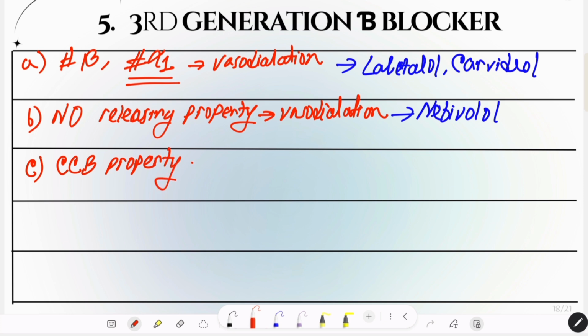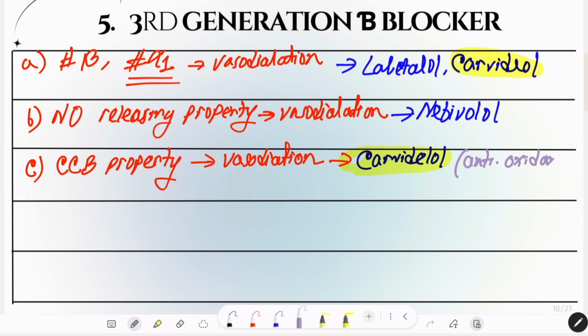And we know that if we block the calcium channel, that will lead to vasodilation. So this group of drugs blocks the beta receptor as well as blocks the calcium channel, and the drug in this group is carvedilol. You can see that carvedilol has both alpha 1 blocking property and calcium channel blocking property. It has one additional property also, antioxidant property.